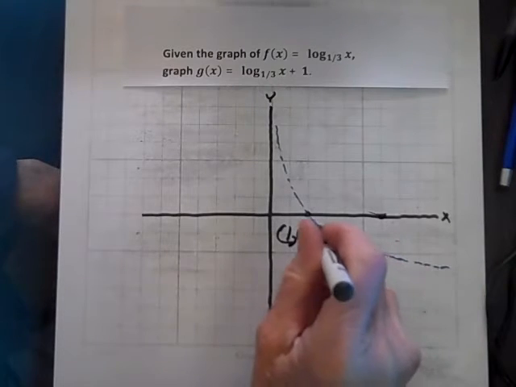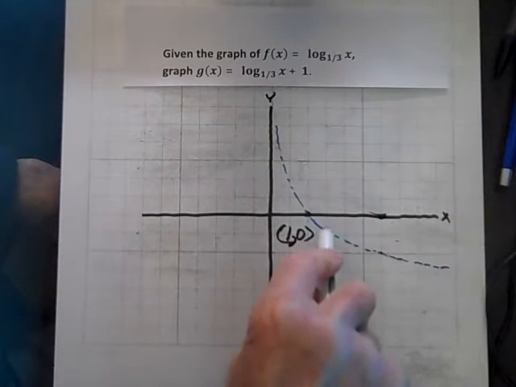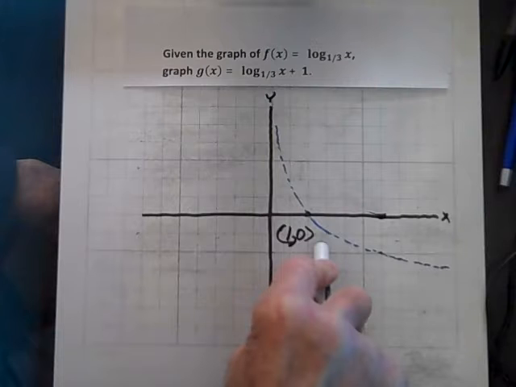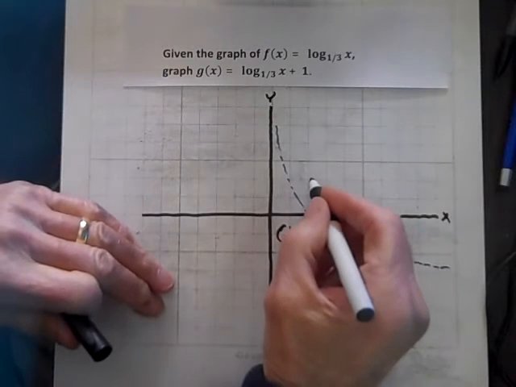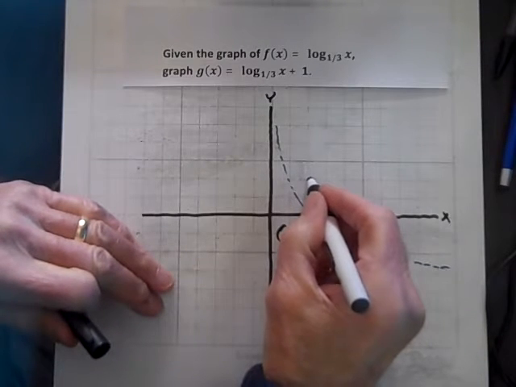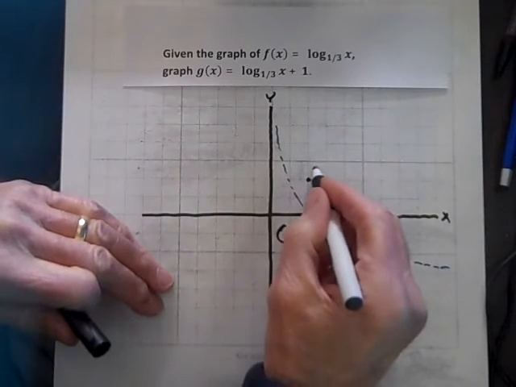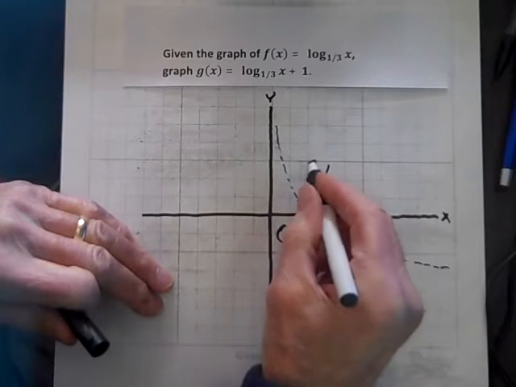So let's see, our existing x-intercept is at 1, 0. If we add 1 to 0, we've got a point on the graph, and that point's going to be 1, 1.